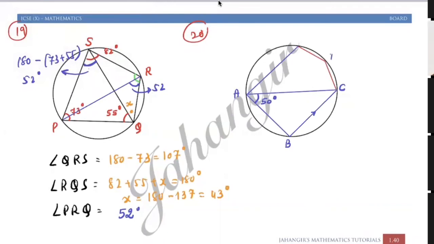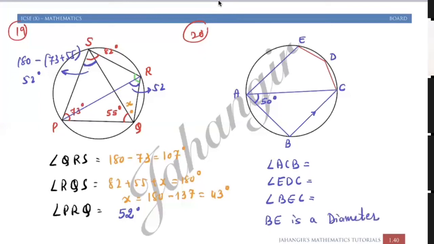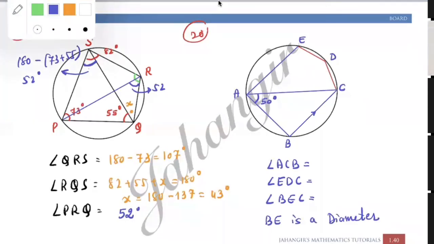A, B, C, D, E. Here you have to find angle ACD, angle EDC, angle BEC, and you have to prove BE is a diameter. So first we will find BEC. No, sorry, first we will find ACB.